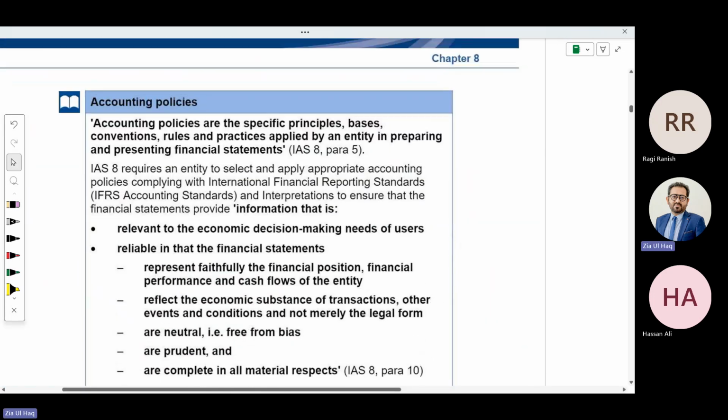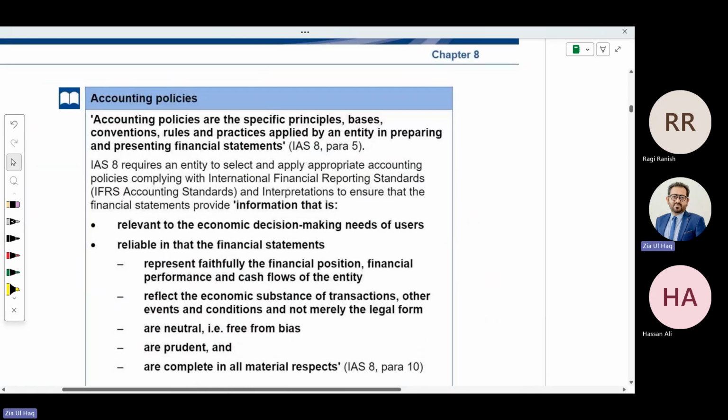Okay. So what is meant by accounting policies? Accounting policies are the specific principles, bases, conventions, rules, and practices applied by an entity in preparing and presenting financial statements. The rules the company adopted to prepare and present financial statements are called accounting policies. Whether we are going to record assets on historical cost basis or revaluation basis.